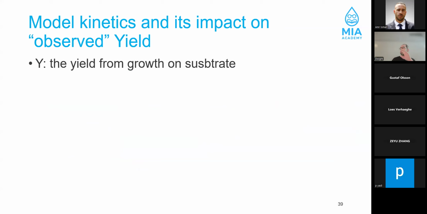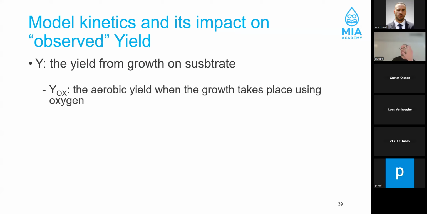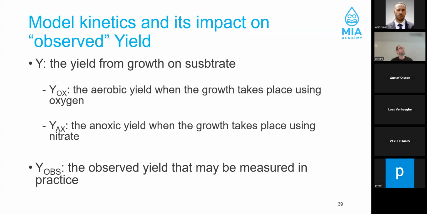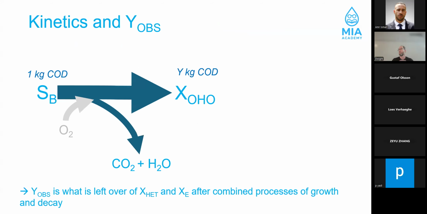Okay, so a little bit of review of nomenclature. Y stands for the yield from growth on substrate. Y-ox, we talked about that, the yield under aerobic conditions. Y-ax, we talked about that. That's the yield under anoxic conditions, so when we're using nitrate as the electron acceptor. And you'll see sometimes this other parameter, Y-obs. So that's for the observed yield. And that's what you might measure in practice. And that's actually a little bit different than what we have in our model.